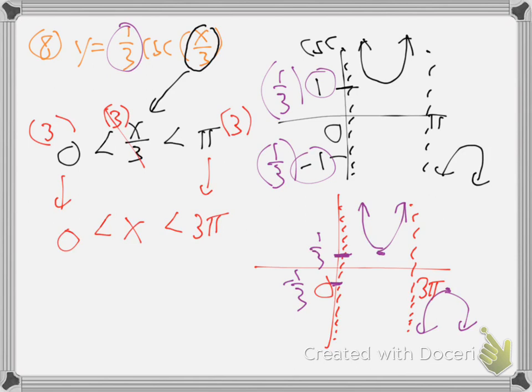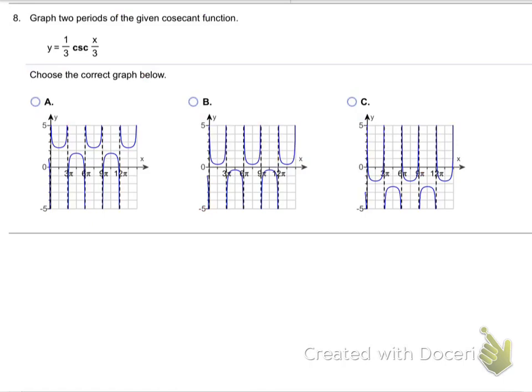So for cosecant, normally it hits at 1 on up as a U shape and -1 on down as a U shape going down. But now it'll hit at 1/3 and -1/3, meaning really close to the axis, just barely above, barely below. U shape up, U shape down between 0 and 3 pi. It's the new boundary lines. Let's go back and find it. Can you tell which one it is?